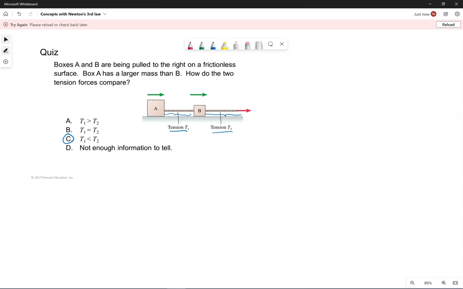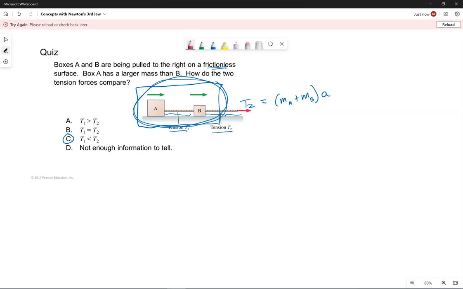If we focus in on what tension 2 is doing, I could say that tension 2, pulling to the right, is pulling this whole system. That rope is responsible, because this is a frictionless surface, for accelerating both of these boxes together, giving them the same acceleration.